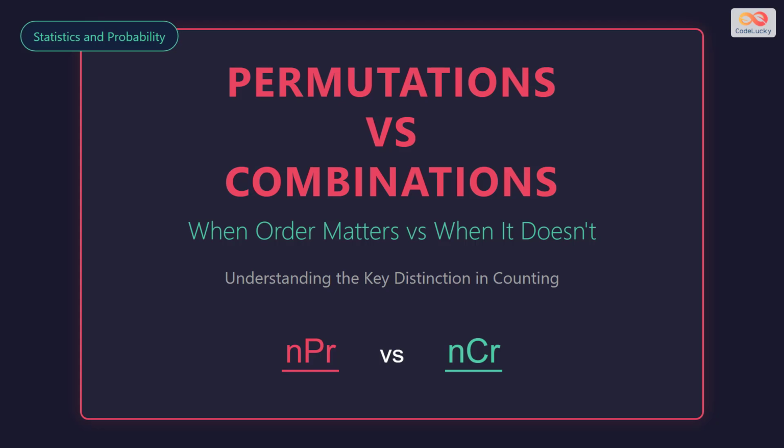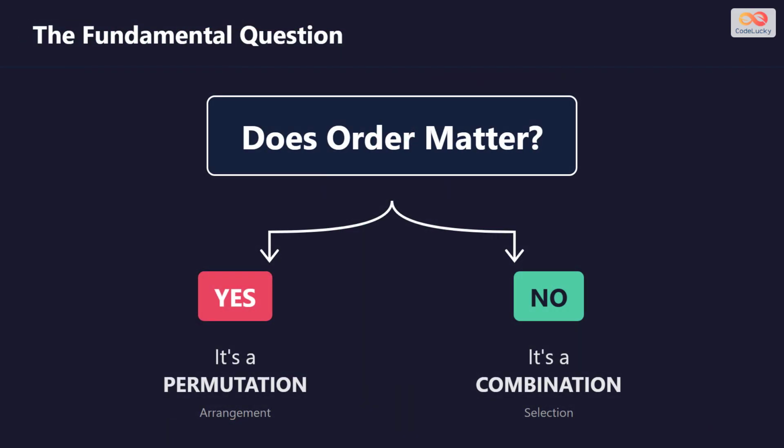Welcome. Today, we are tackling one of the most common points of confusion in probability and statistics, the difference between permutations and combinations. Both of these concepts deal with counting groups of items, but there is one fundamental rule that separates them completely. To decide which math tool to use, you only need to ask yourself one single question: does the order matter?